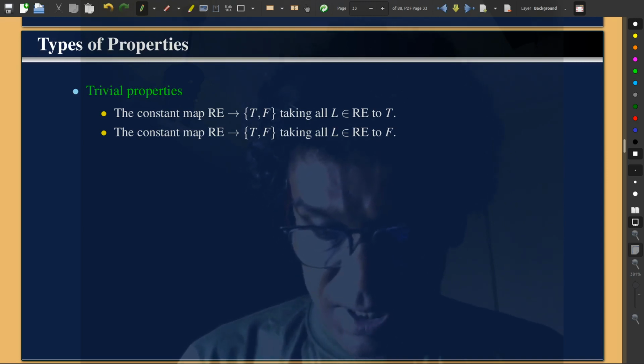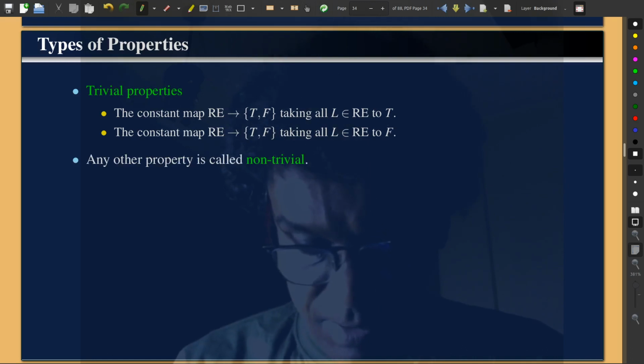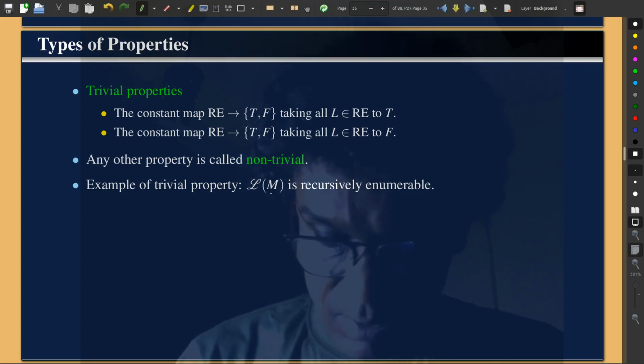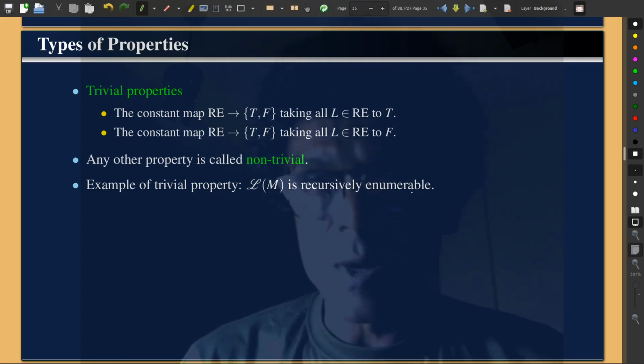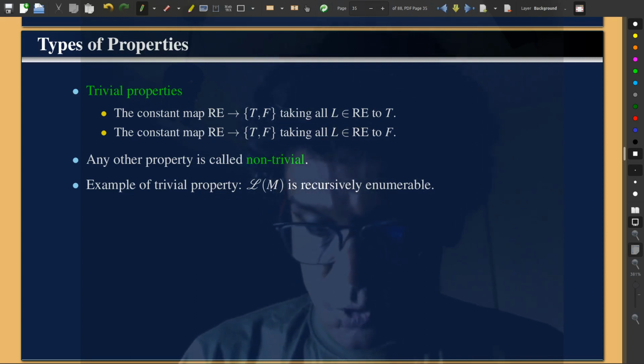And any other property which for some languages the image is T, and for some other languages the image is F, that is called a non-trivial property. Any other property is called non-trivial. For example, this is a trivial property: L of M is recursively enumerable. Because given a Turing machine, its language is definitely recursively enumerable. In fact, this is how recursive enumerability has been defined. So this is true for any Turing machine. So this is a trivial property, a trivially true property, to be more precise.